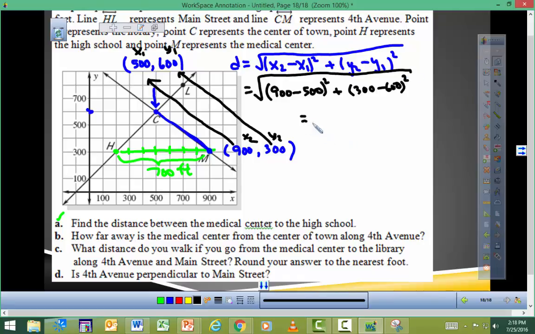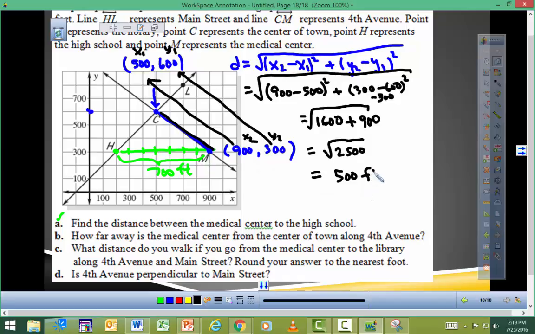Well, this looks like to me it's equal to 400 squared, which is going to be 1600. And that looks like to me it's going to be negative 300. But when you square that, you get 900. Okay? And then we take the square root of that. We get the square root of 2500, which of course is just simply equal to 500. So that distance from here to here is 500 feet. So now we did part B.